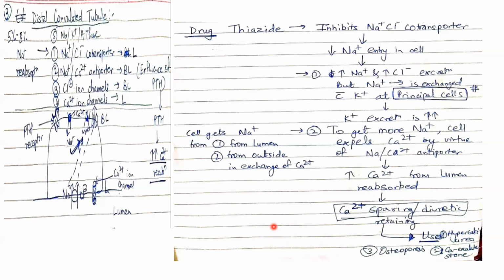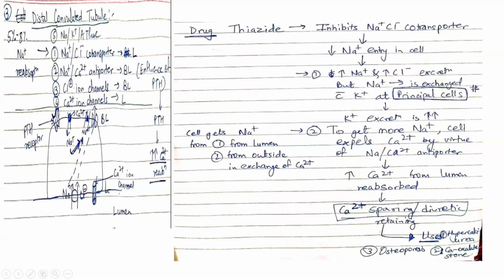Another condition is kidney stone, wherein there is calcium accumulation. Here, this is hypercalciuria, this is for calcium oxalate stone. So wherever kidney stone or calcium oxalate stone tendency is there, to that patient you will give this thiazide diuretic. It will not allow calcium to accumulate in the lumen of the nephron, and that is how the tendency to form stones will decrease.